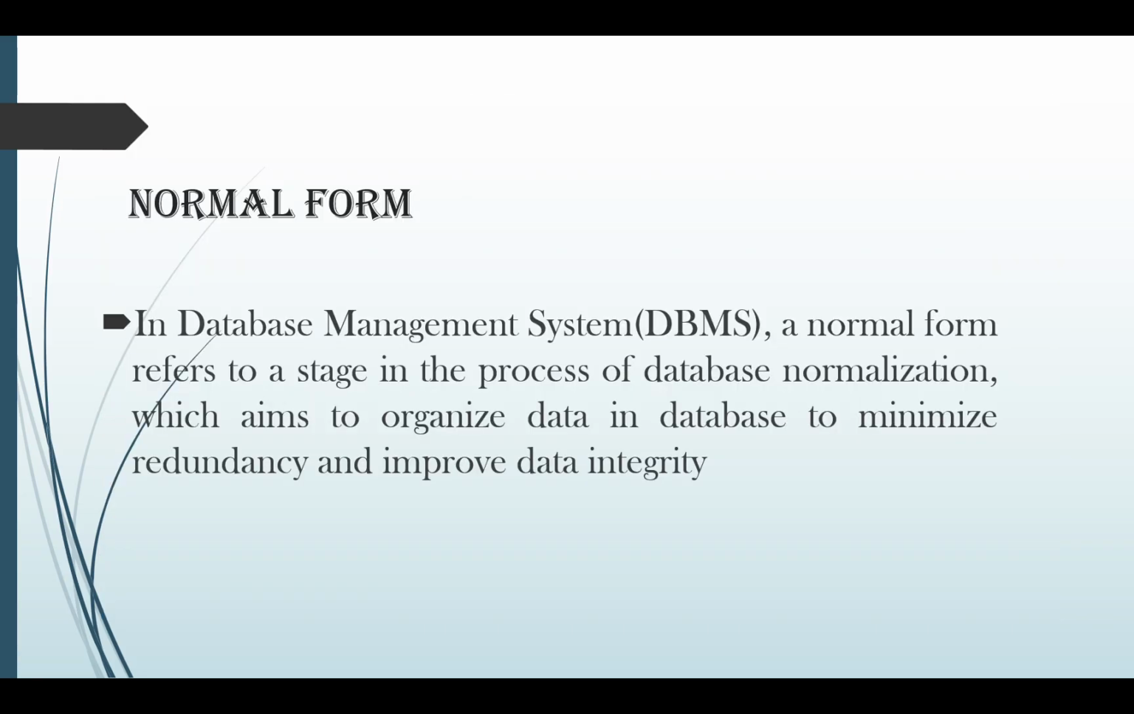So first of all we will see normal form. In database management system, a normal form refers to a stage in the process of database normalization, which aims to organize data in a database to minimize data redundancy and improve data integrity. Normal form in databases means organizing data to reduce repetition, improve data consistency, and make it easier to maintain. It's like tidying up our data to make it more efficient and accurate.